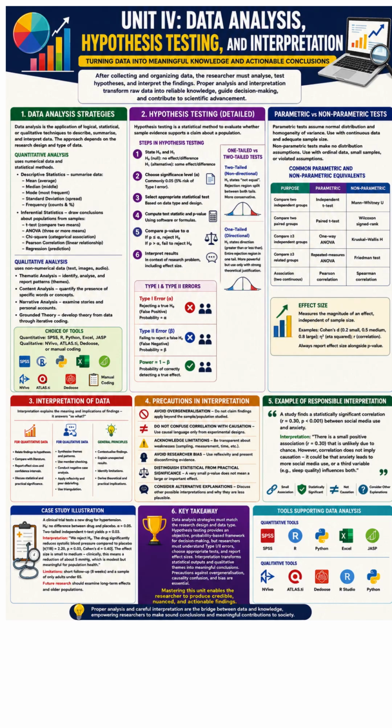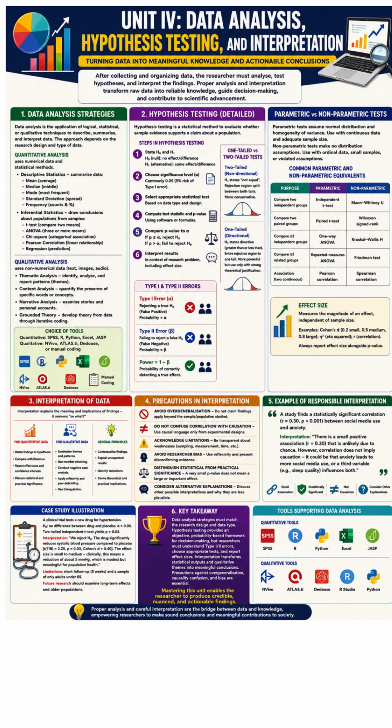For example, suppose a study finds a statistically significant positive correlation between social media use and anxiety levels. A responsible interpretation would state that increased social media use is associated with higher anxiety levels, but it would avoid claiming that social media causes anxiety. Other factors, such as poor sleep quality or existing mental health conditions, may influence both variables.